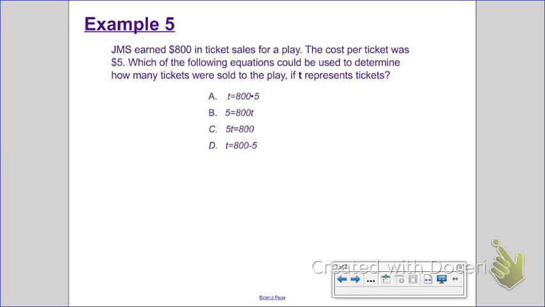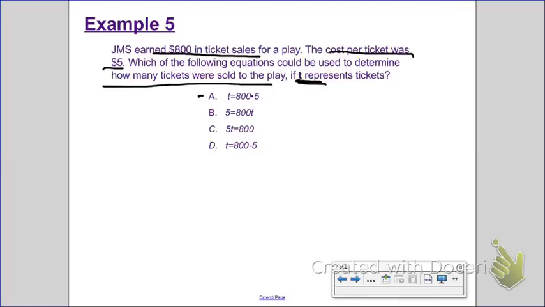So this problem, Jefferson Middle School earned $800 in ticket sales for a play. I'm going to go ahead and start underlining my key information. The cost per ticket was $5. Which of the following equations, so with equations we know we're going to have an equal sign, could be used to determine how many tickets were sold at the play? So my question is, how many tickets were sold? And T is going to represent our tickets. Well, if Jefferson earned 800 in ticket sales, our equation should then equal 800 because that's equaling our earnings.